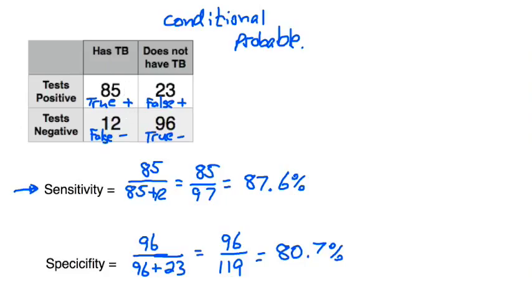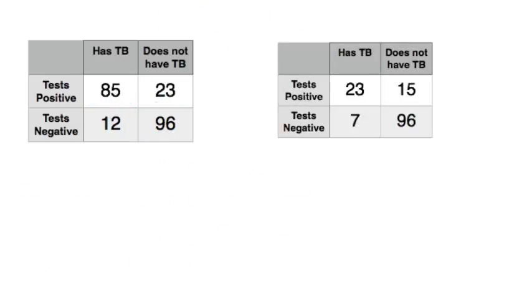Another measurement to take care of the possibilities of something else is this setup. And the difference between this setup is this. 85 plus 12. In this population, 97 people have tuberculosis and 119 do not. But over here we have 30 people that have the disease and 96 plus 15, 111, that actually do not. So the difference here is what's considered prevalence.